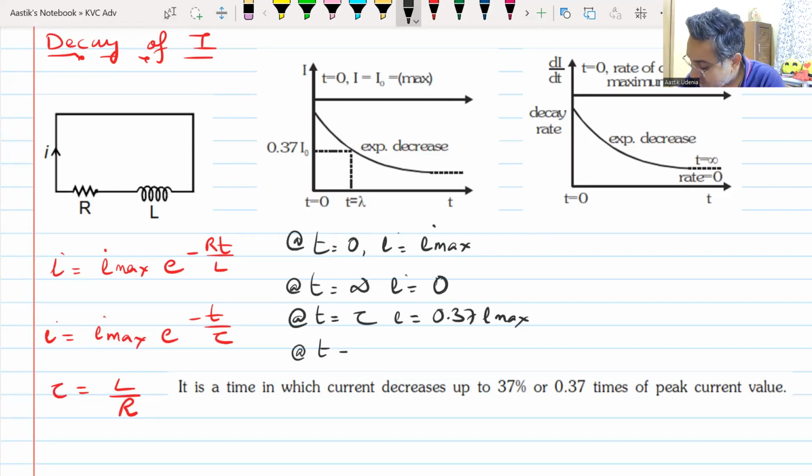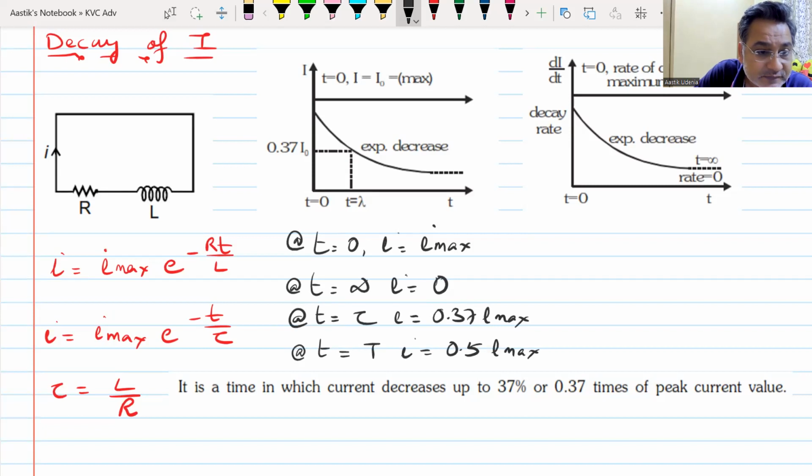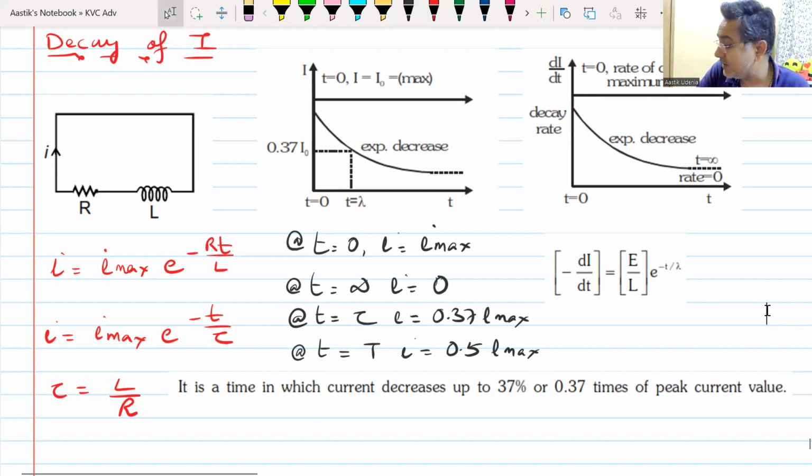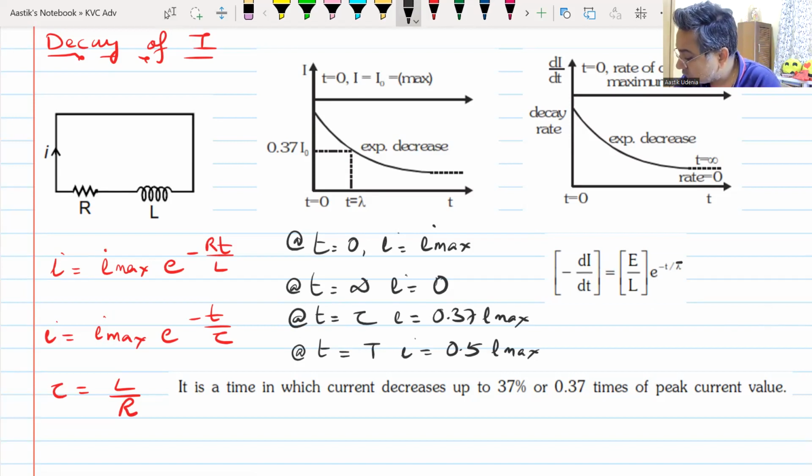At time t is equal to capital T, which is the half-life, the current will become 0.5 times I max. Do we understand this? Yes. The rate of decay of current will be given by E by L into e to the power minus t by tau. Do we understand this? Yes, sir.